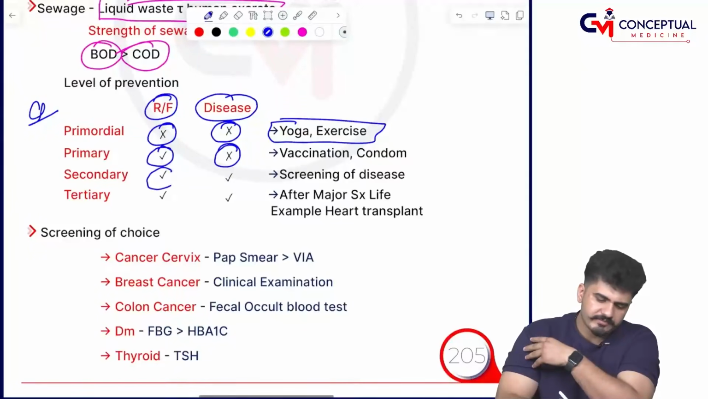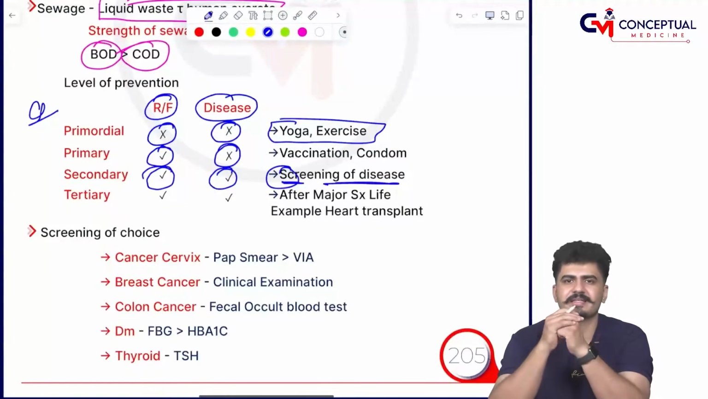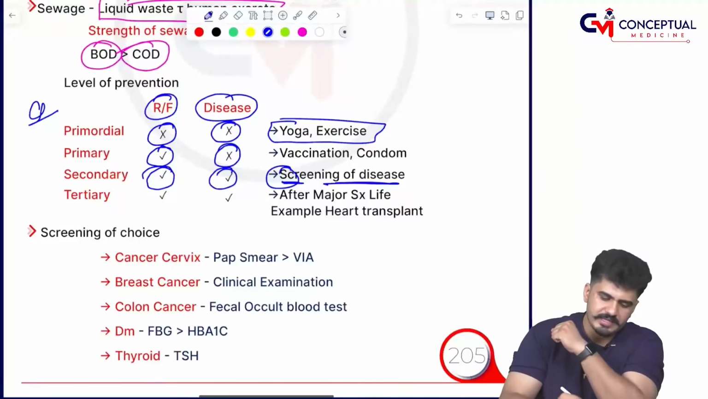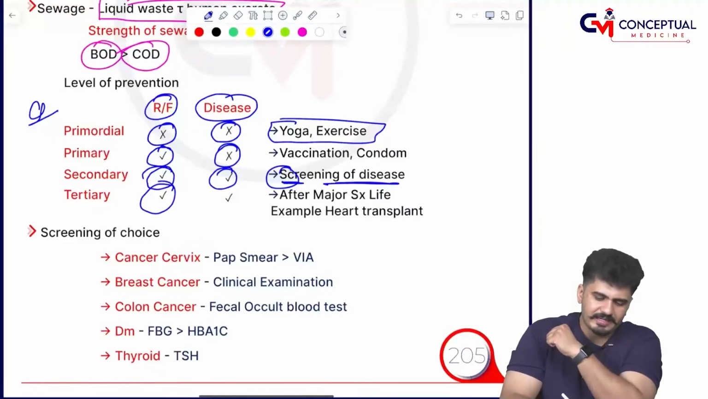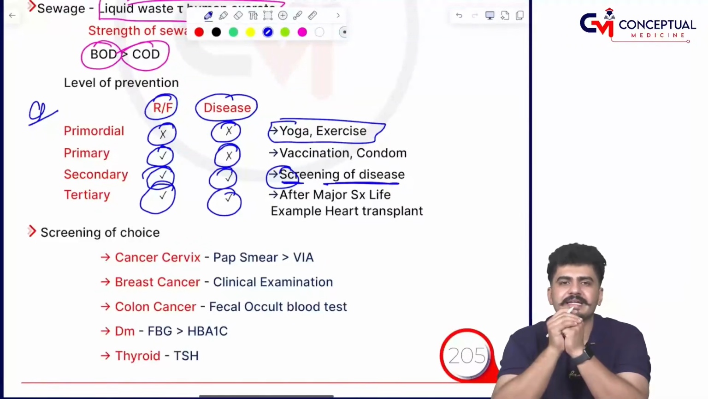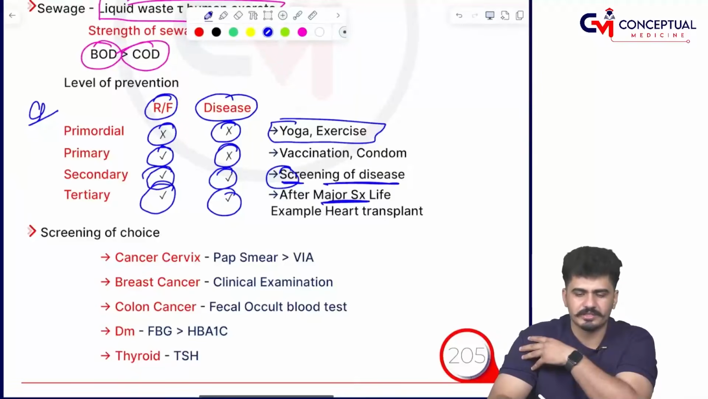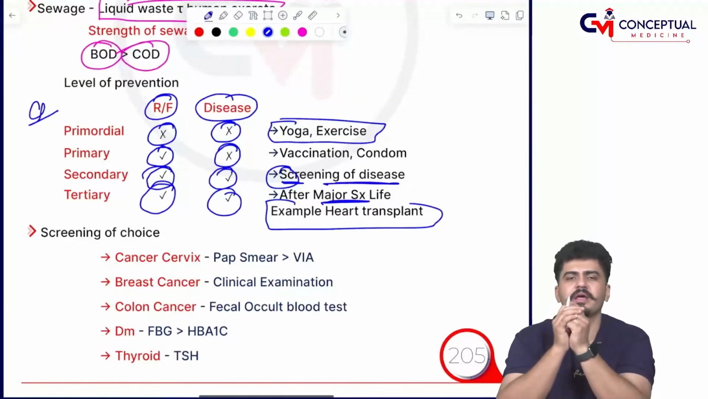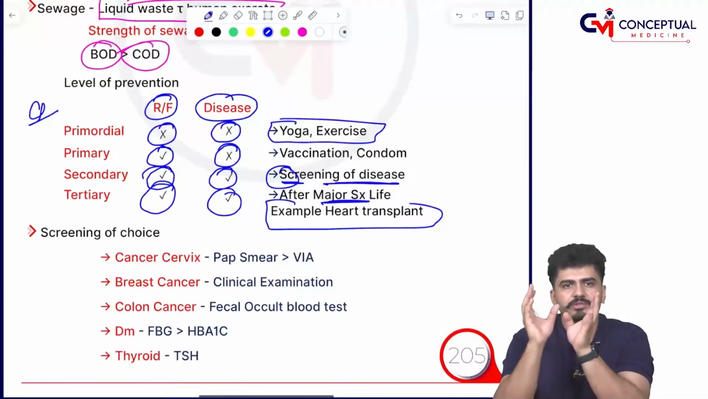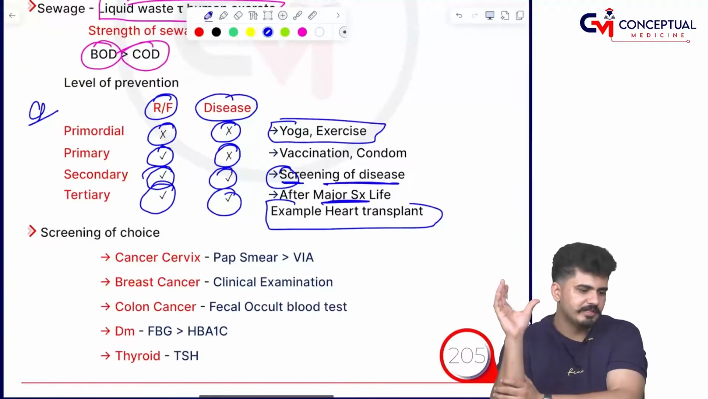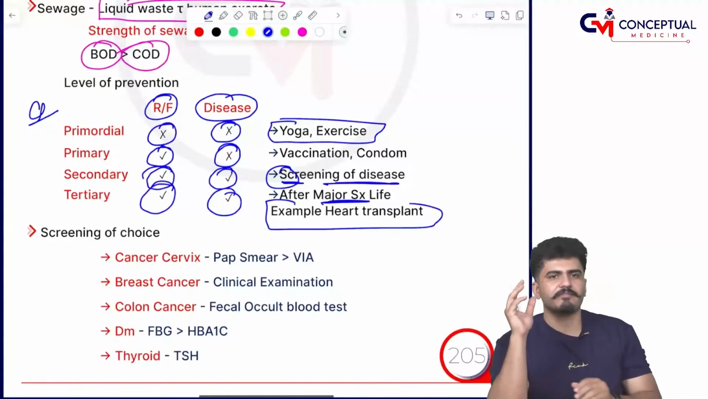Secondary, risk factor bhi hai, disease bhi hai, then you are doing the screening, S for S, that is screening of the disease, sir. Tertiary, now risk factor and disease both are present and damage has occurred. Now after major surgery, how the life is going to go, for example, after heart transplant, after implant. So these are the levels of preventions we are having, right, starting from primordial.